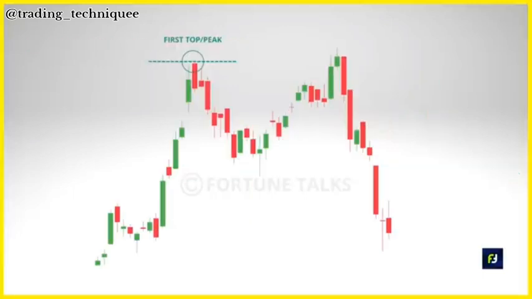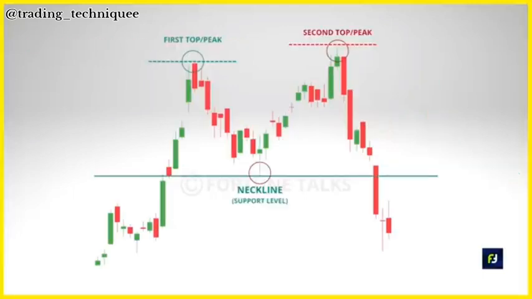The first peak or the first price rejection, the second peak or the second price rejection, and the swing low forms a neckline or an area of support.